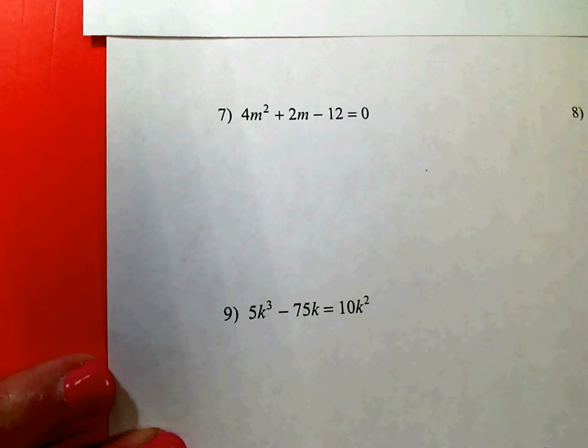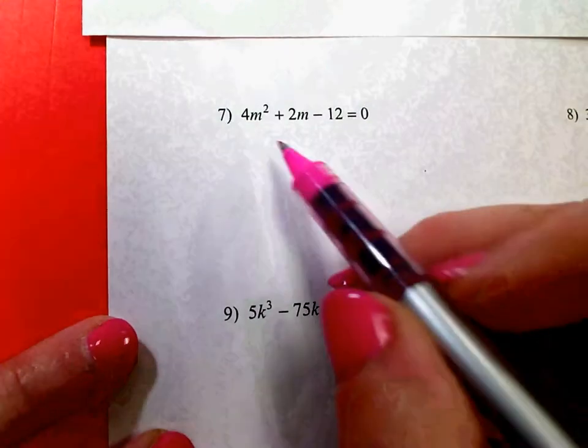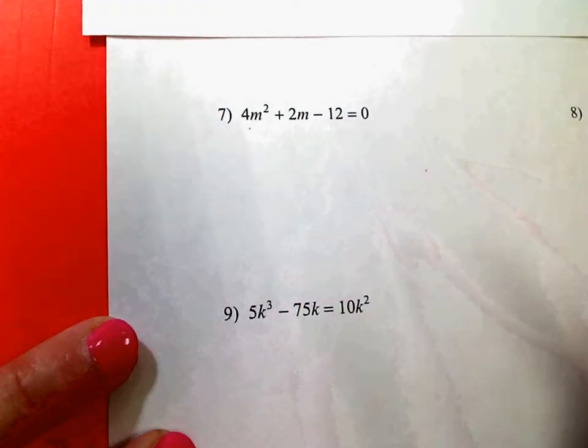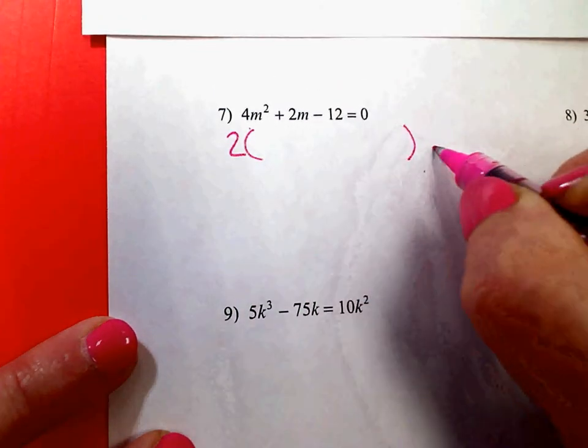So when you look at number 7, you see that it's already equal to 0, and it's in the correct order. But they're all even numbers, so it would be very beneficial to go ahead and take out that GCF from the beginning and work with smaller numbers. The largest number that will divide evenly into all three of these is 2. So I'm going to take a factor of 2 out.